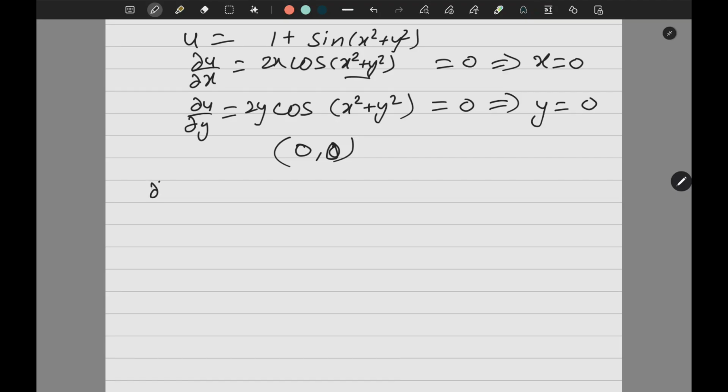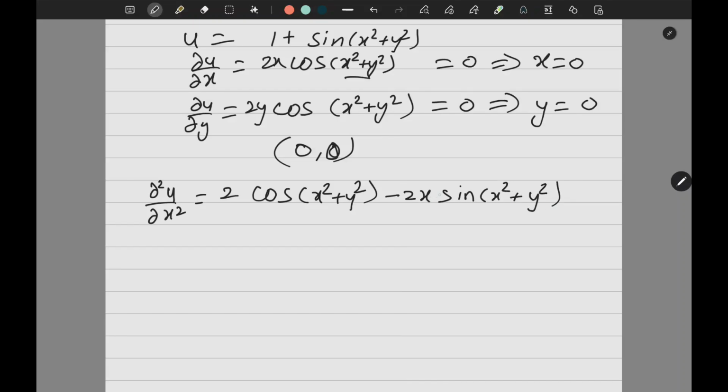So find out your dou 2u by dou x square. Okay, you can apply the product rule. So 2 cos of (x square plus y square), minus 2x sine of (x square plus y square) into 2x. So this will be your r. Now this r you should find out at (0, 0). So you can substitute (0, 0) here. So what will you get? If I put cos 0 here, 2 cos 0 is 2. This will become 0. So r is equal to 2.